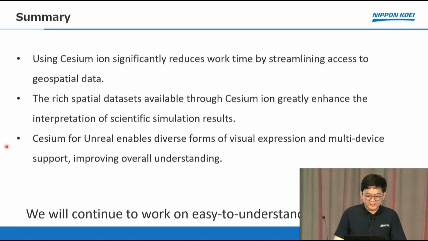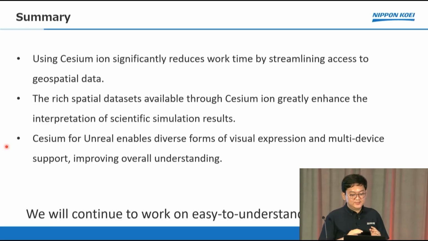Okay, that's it. For the summary, using Cesium ion has made our workflow much more efficient. It streamlines access to geospatial data and helps save a lot of time. The rich spatial datasets available through Cesium ion also make it easier to interpret complex scientific simulations. With Cesium for Unreal, we can express data in many different visual styles and support multiple devices, making it easier for more people to understand what's going on. So yes, Cesium ion and Cesium for Unreal have become essential tools in our work. We will keep pushing forward and creating visualizations that are clear, intuitive, and easy to understand.